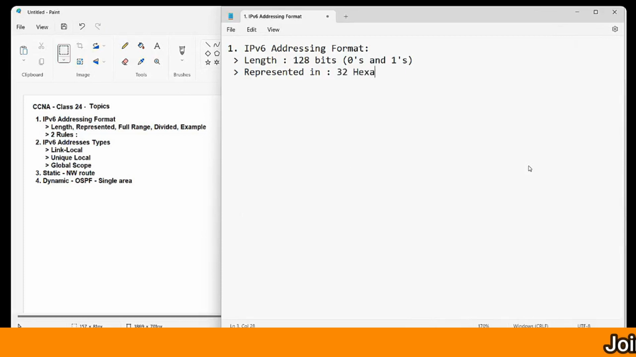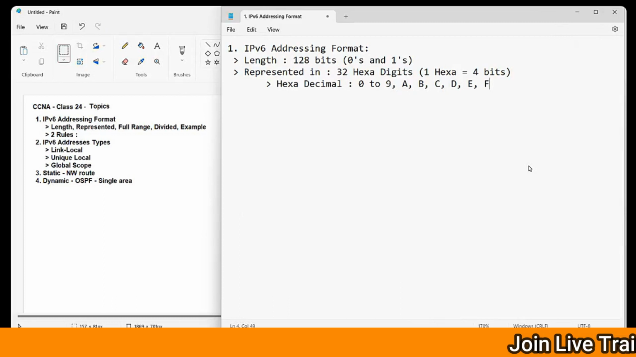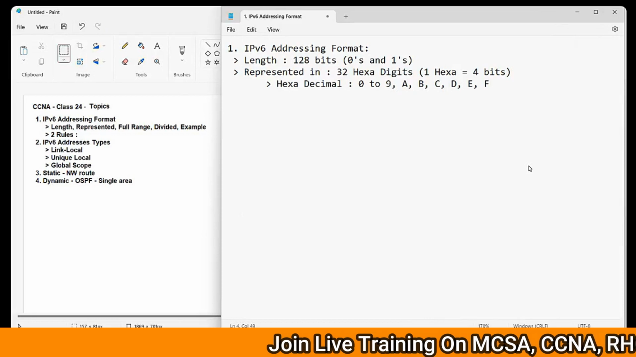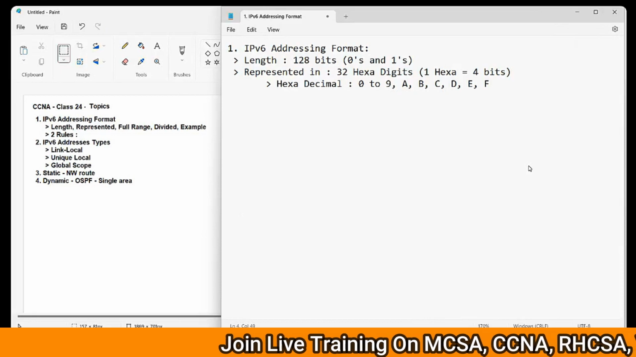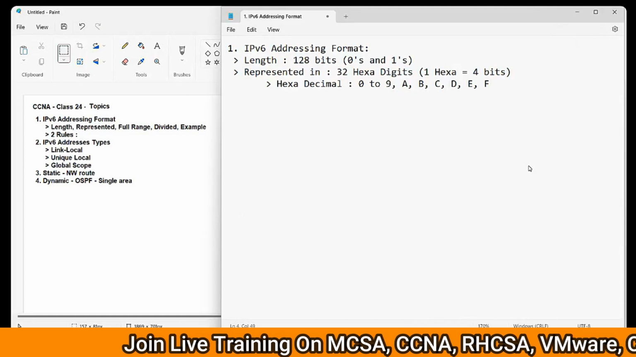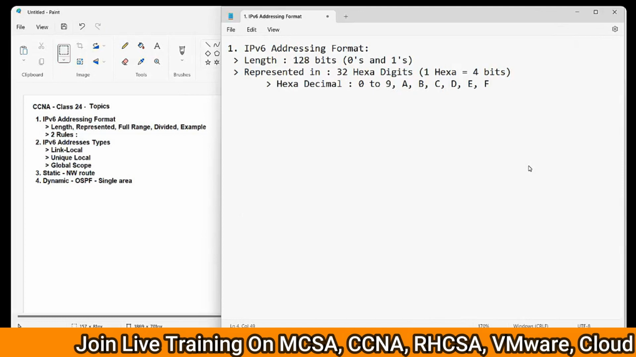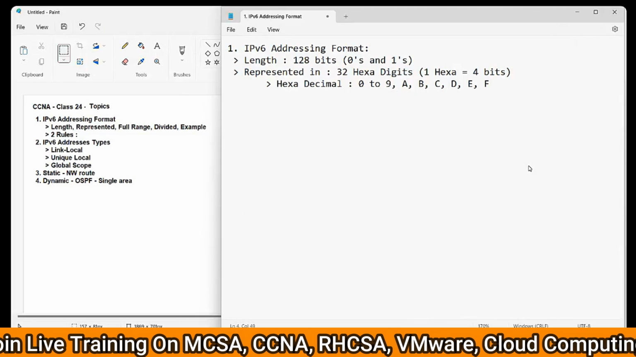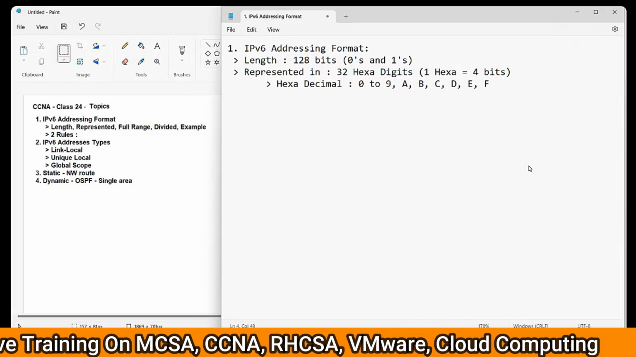32 hexa digits. One hexa digit covers 16 numbers, total 16 numbers. So we will be using 32 hexa digits. Understand? The address can be like this: A, B, 9, 7. We can use A, B, C, D also, and 0 to 9 also. If you take one hexa digit, for example F, and convert it into binary zeros and ones, it will be 4 ones: 1, 1, 1, 1. One hexa equals 4 bits. You got it, no?